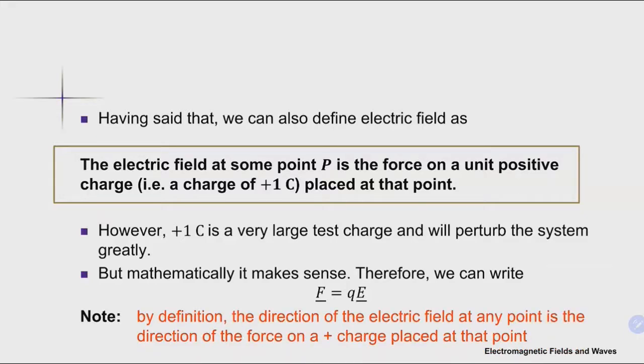And then by definition, the direction of the electric field at any point is the direction of the force on a positive charge placed at that point. So the electric field E is in the same direction as the force experienced by this charge if this charge is positive. So if my Q is equal to 1 coulomb positive, then my E will be equal to my F, and they are in the same direction.